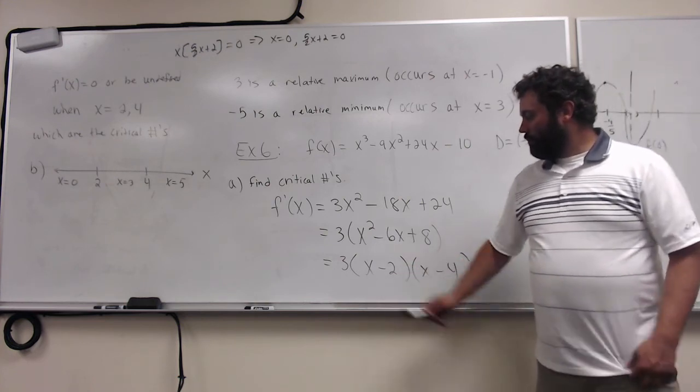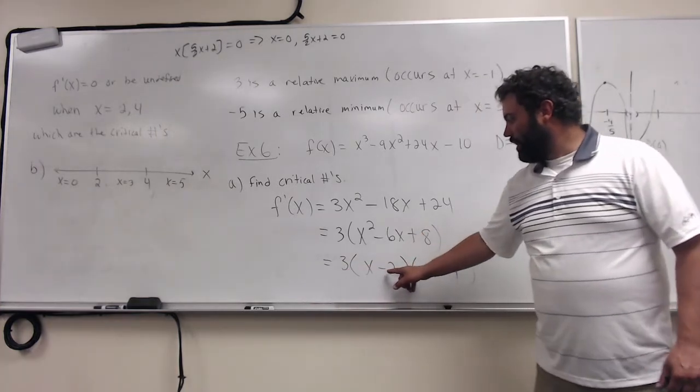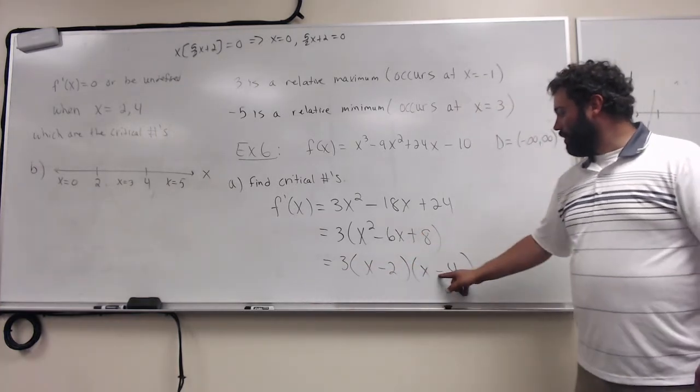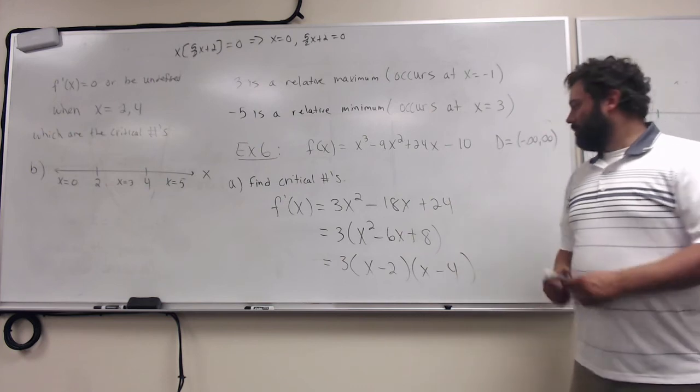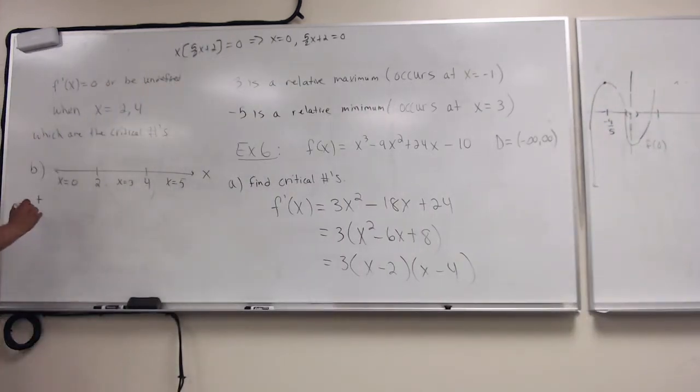Because if you plug in 0 for x, 3 is positive, 0 minus 2 is negative, and 0 minus 4 is negative. So really what you're getting at x equals 0 is a positive times a negative times a negative, but two negatives make a positive, so the derivative is going to be positive to the left of 2.